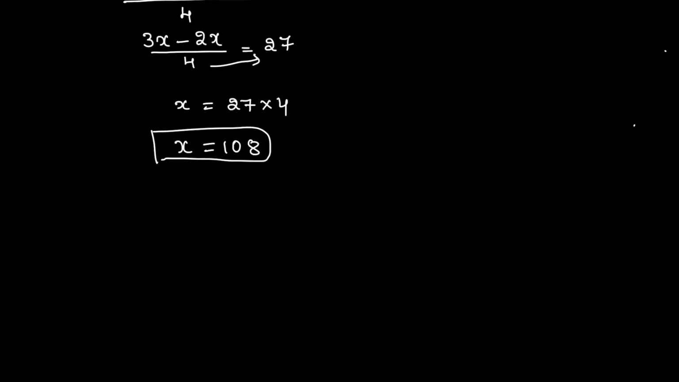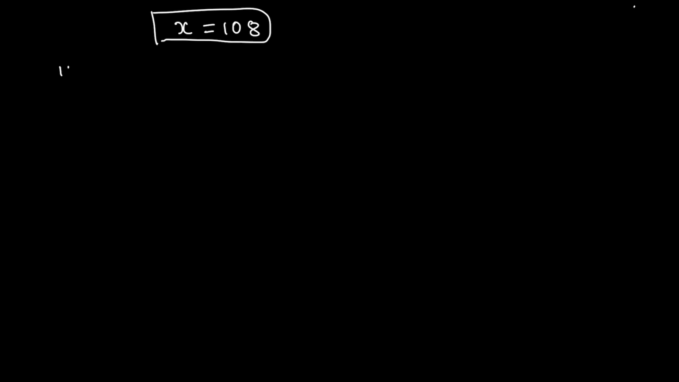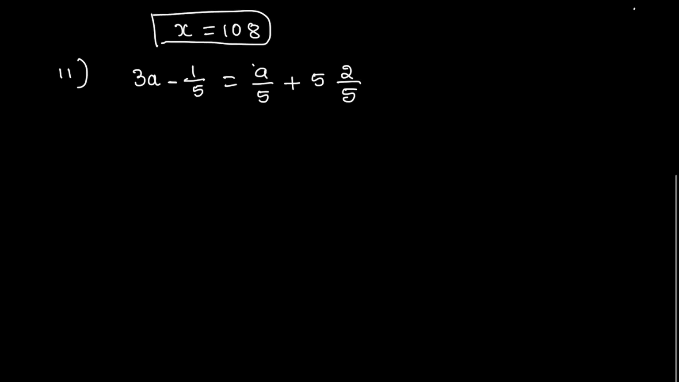Okay. Next, question number 11. 3a minus 1 by 5 equal to a by 5 plus 5 2 by 5. So here a is the variable. So let's take all a terms to one side, constants to another side. So a by 5 to the left hand side, minus 1 by 5 to the right hand side.